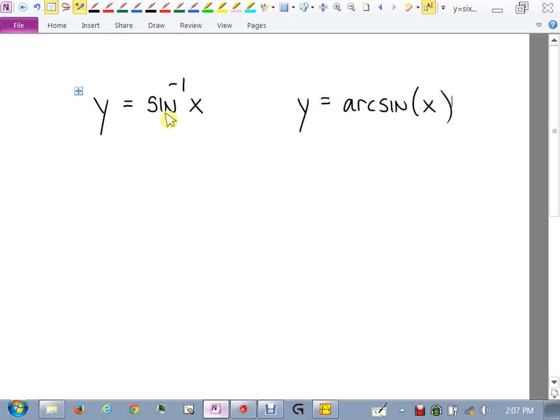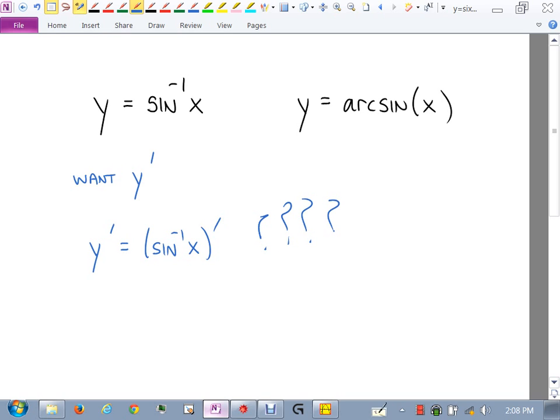So what's the derivative, right? Here's where I'm going to start. I have no idea what the derivative of arc sine is, right? No idea. I want y prime. In other words, I want to take the derivative on both sides of this. The derivative of the left side would be y prime. The derivative of the right side is what I'm trying to figure out. I don't know what it is. I can look it up in a book, but right now I don't know what it is. So y prime is what I'm seeking.